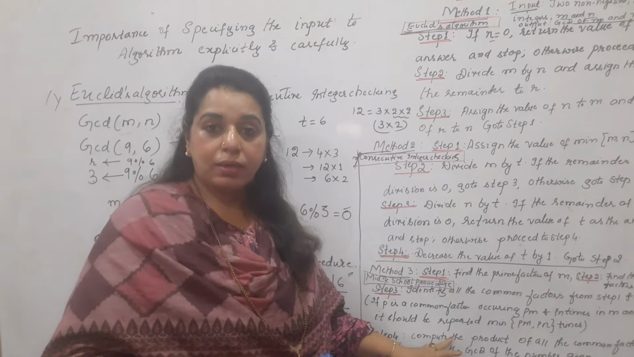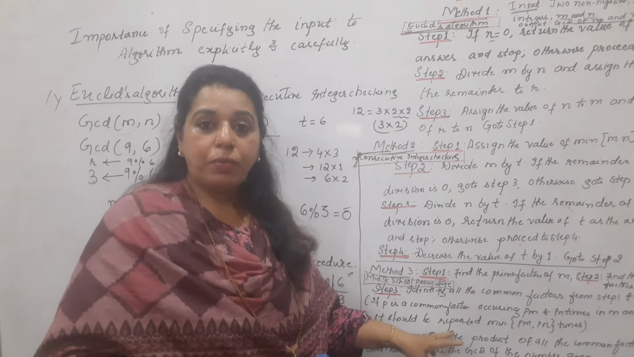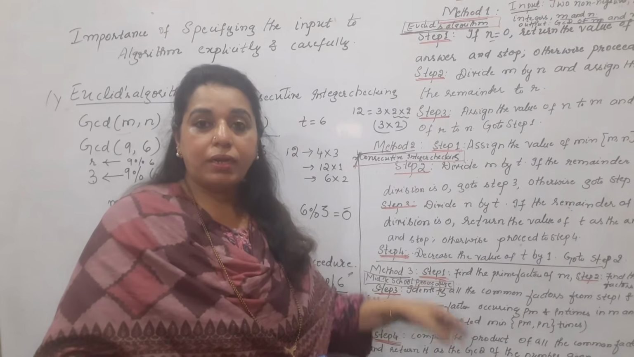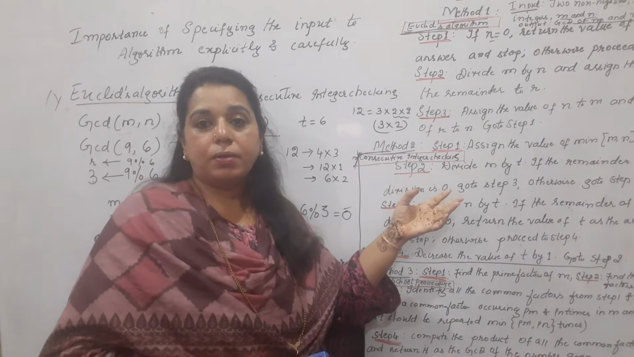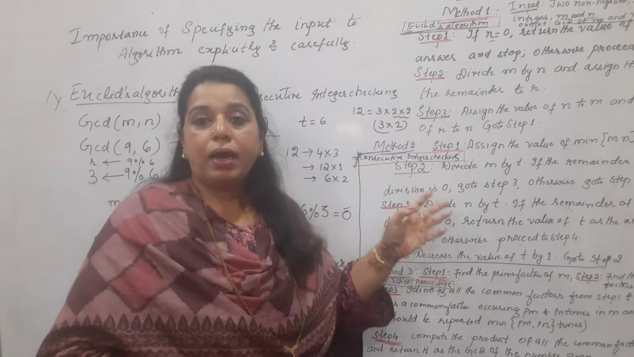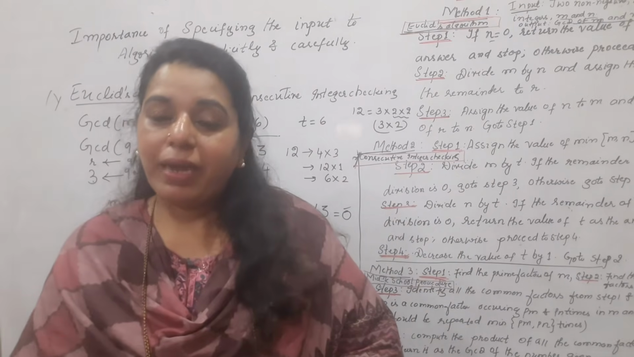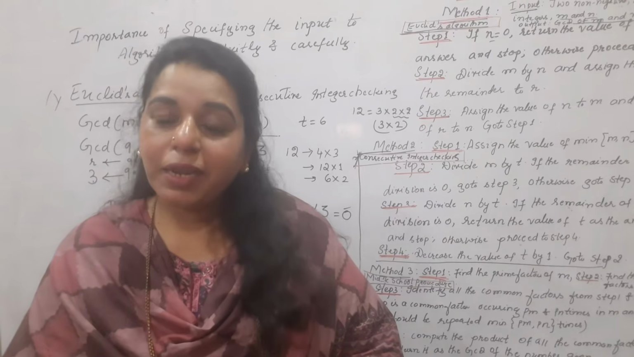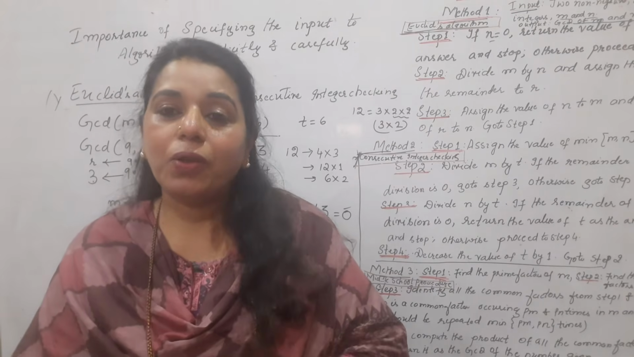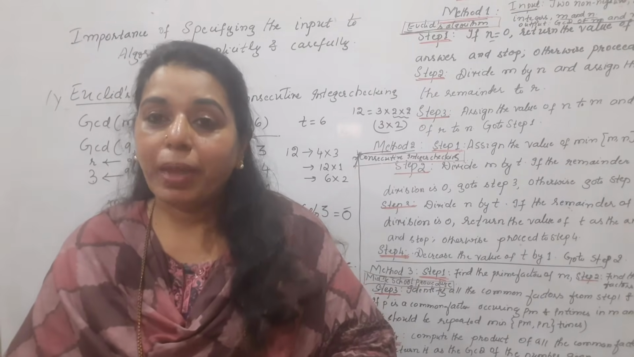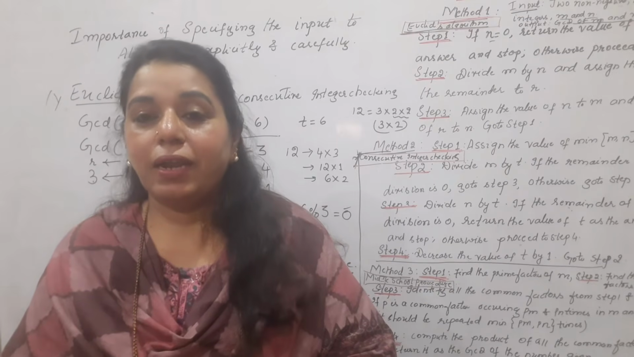Are the second method and third method taking more time to execute? That means, do they have a running time more than Euclid's algorithm, or does Euclid's algorithm have more running time compared to the other two methods? So this kind of comparison of the running times of different algorithms is what you are going to learn. Once you compare, you will come to know how efficient an algorithm is.